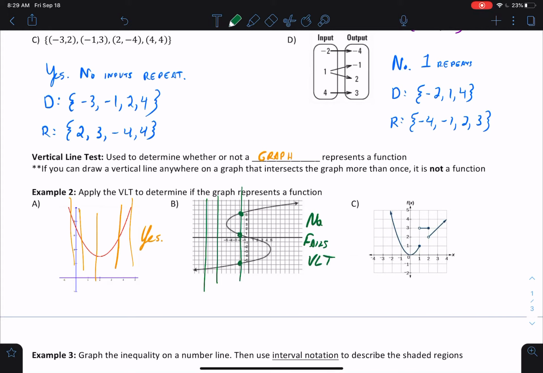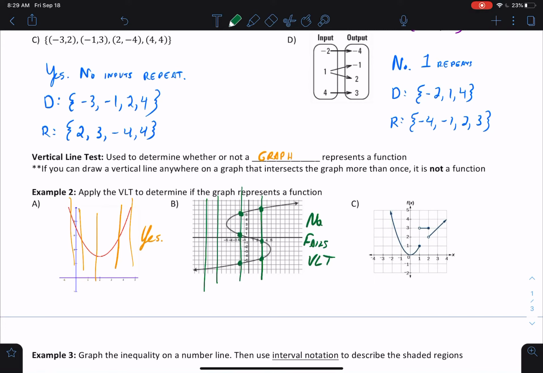All right, and the reason that we know that this fails, that this is not a function, is that means that this input of -2 gets mapped up here, here, and down here. So -2, that domain value is repeating 3 different times. Okay, same thing over here. Like if I draw a vertical line through 3, that intersects it once, twice, 3 times. So that input of 3 goes to 3 different outputs. So that input value repeats, and that's no good, okay?